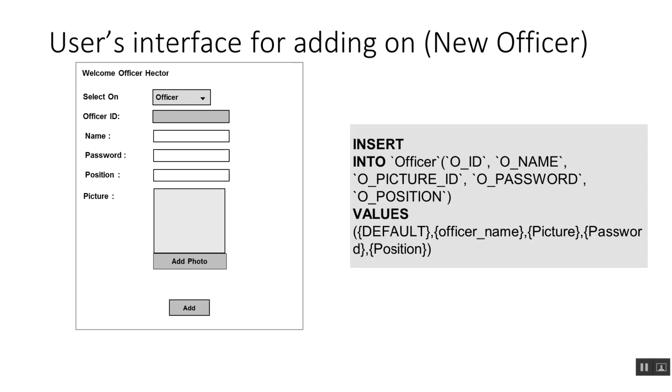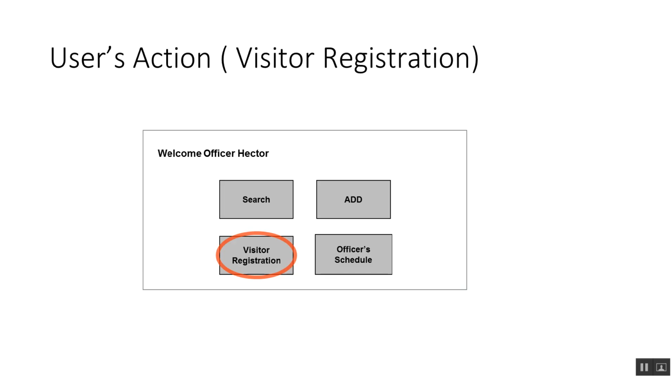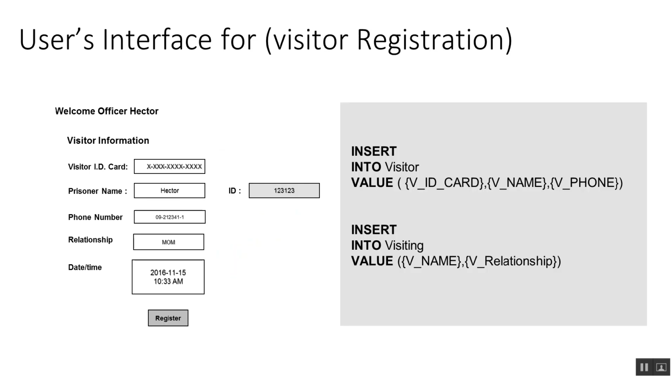Once they want to add a new officer, we do the same thing. We enter the information of the new officer and insert into the database. When the officer needs to do the visitor registration, they click the visitor information button, and they can go to the visitor registration. For visitor information, they need to have the ID card, prisoner name, phone number, relationship, time, and ID. And when we click register, they insert into the database.